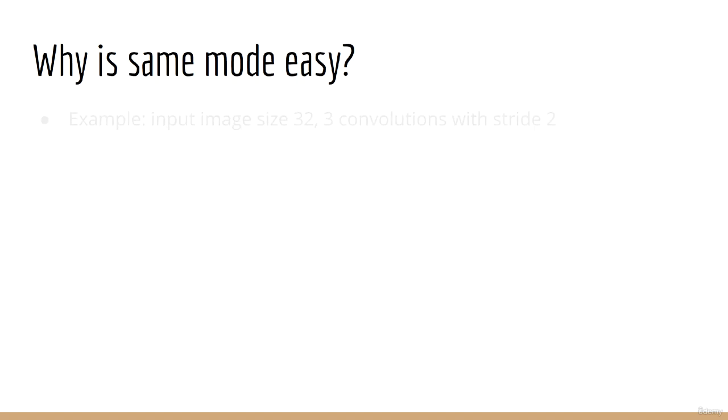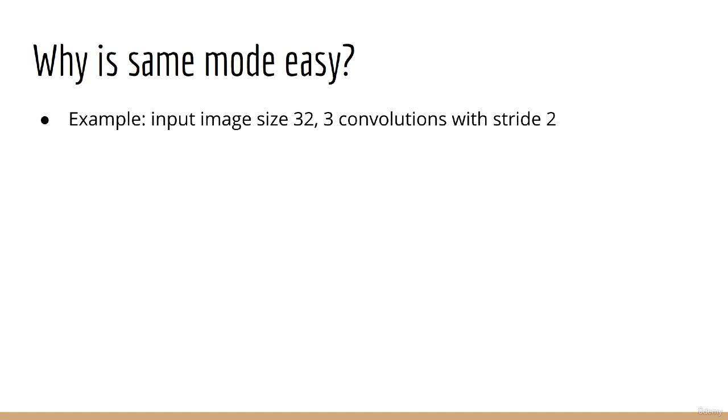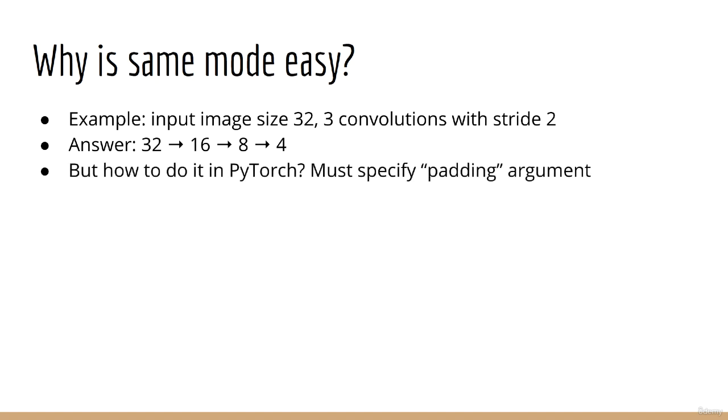If we do that, then let's say we have an input image of size 32 that goes through 3 convolutions with a stride of 2. After the first convolution, the image shrinks down to 16. After the second convolution, it shrinks down to 8. And after the third convolution, it shrinks down to 4. Easy. Well, let's ask ourselves, how would we do the equivalent of same mode in PyTorch?